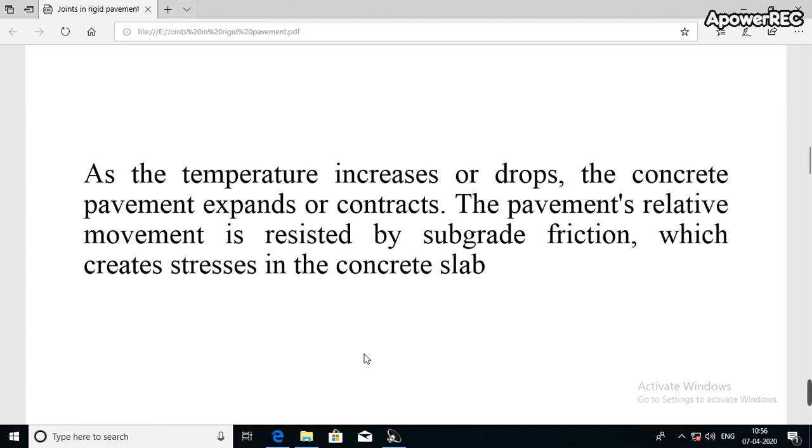So, what I have said: as the temperature increases or drops, that is decreases, the concrete pavement expands or contracts. The pavement's relative movement is resisted by the subgrade friction. That means when the slab is trying to move, the subgrade will try to fix it in the same position as it was on the previous occasion. So this creates stresses in the concrete slab. Now, in order to make this movement flawless, we need to provide the joint.